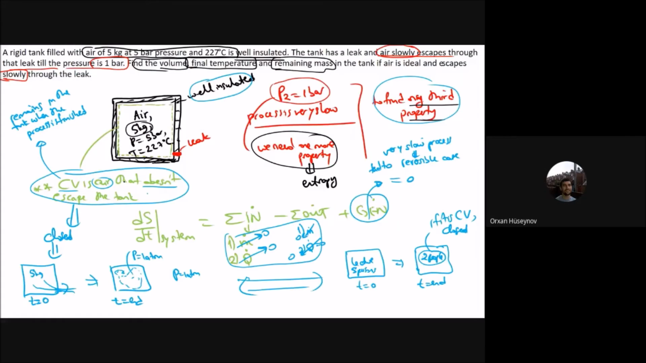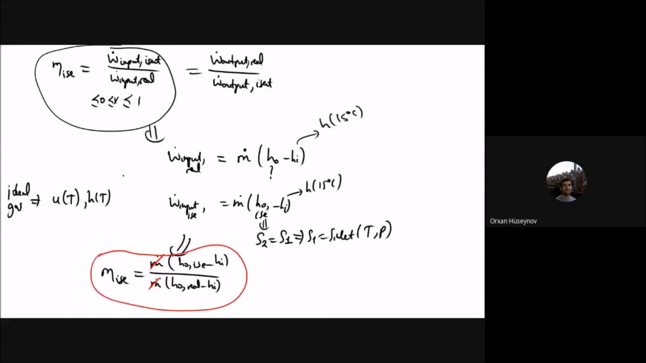Let's solve it. Okay, so let's start one by one. First, I will find the enthalpy at inlet. It is a function of temperature alone, and for the temperature of 15 degrees Celsius, I will go back to the tables. And I will find the value of the enthalpy at inlet for 15 degrees Celsius.